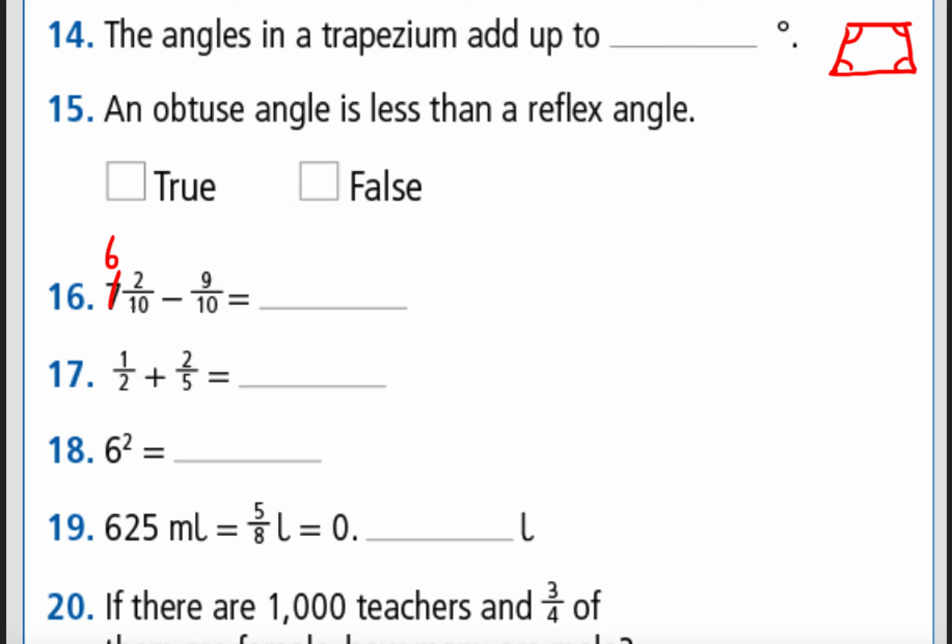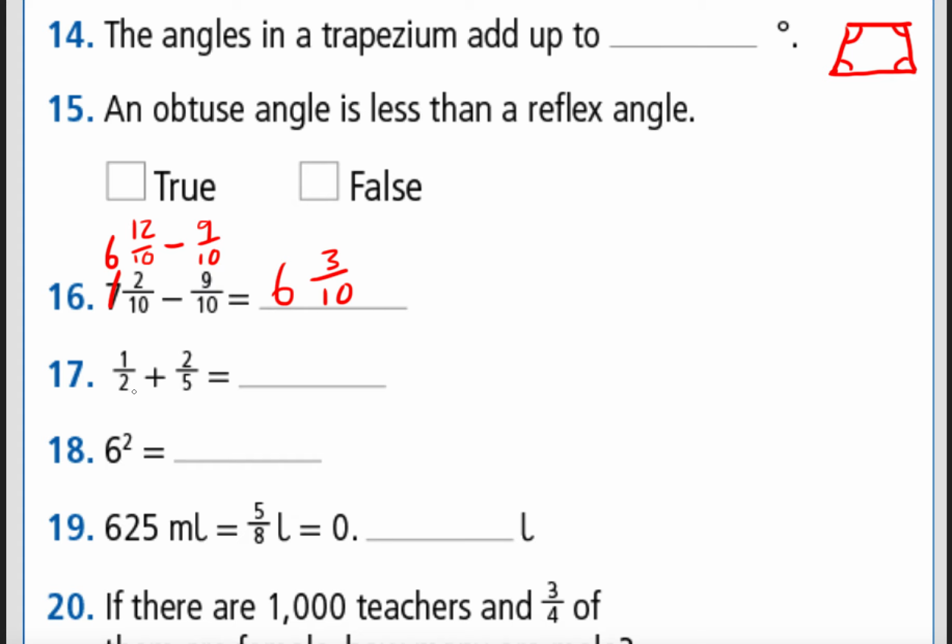So in 1 unit there's 10/10, so if we add these 2 here on, we've got 12 over 10. So 7 and 2/10 is the exact same thing as 6 and 12/10, but now we can take away 9/10 from it. So we'll have 6 in our units, and we have 12/10, take away 9/10, leaves you with 3 over 10.